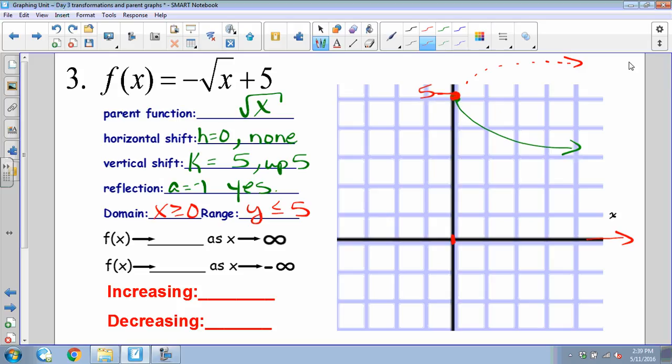End behavior. At the ends, my y values are decreasing, they're going down. So my y values go all the way to negative infinity. That's as x gets larger. As x gets smaller, my y values stop at 5. So when x gets larger, y goes to negative infinity. As x gets smaller, it goes to 5.